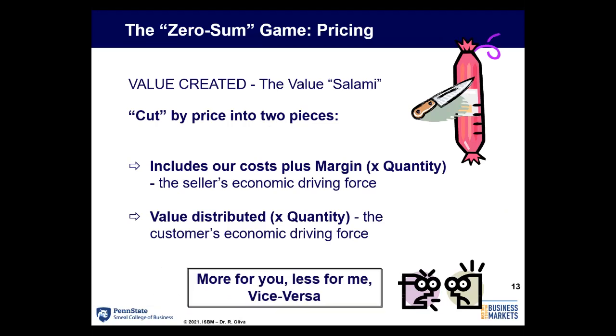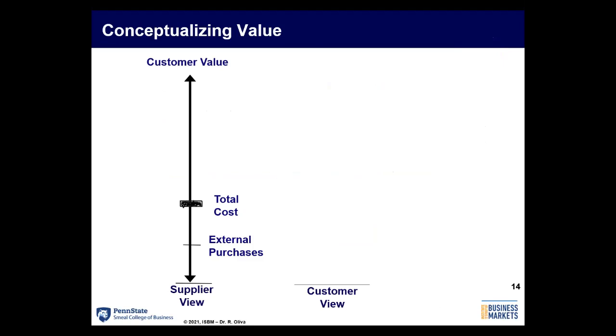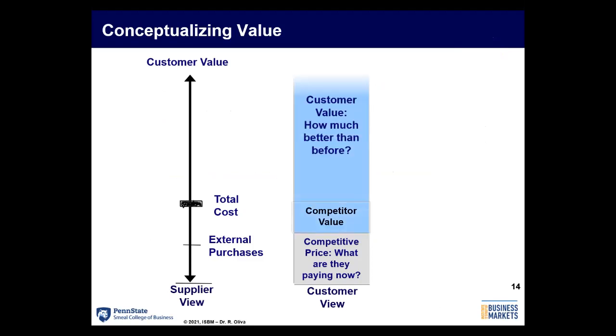Okay. And this is a zero-sum game, more for me, less for you. And this becomes the argumentative point in pricing. So from the customer's point of view, let's draw another graph here. They typically always have a competitive price in mind, although you may be bringing them something totally new. So they're trying to figure out just how big is the problem you're solving. But if they're using a competitive offering, which is always the case, there's the competitor's value.